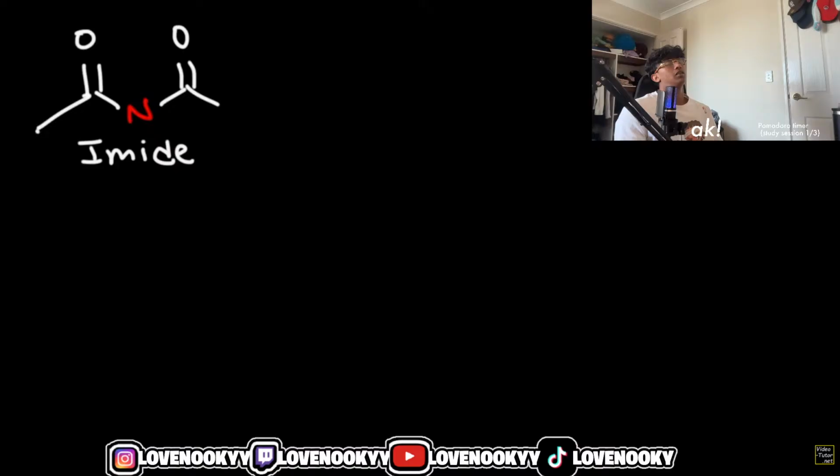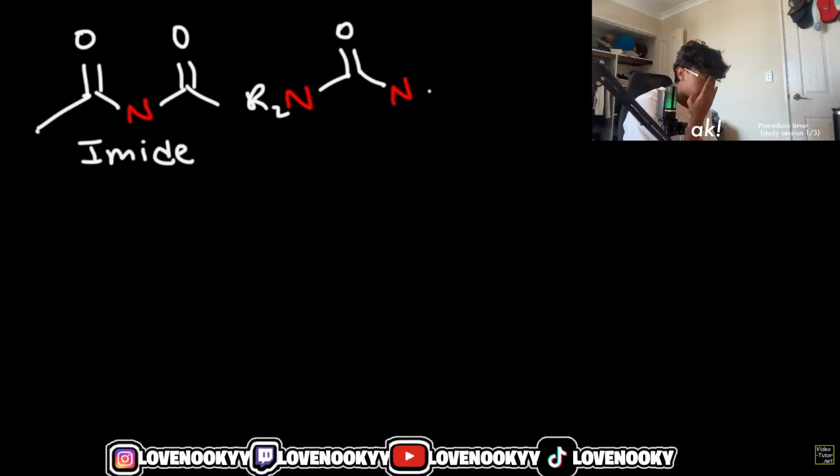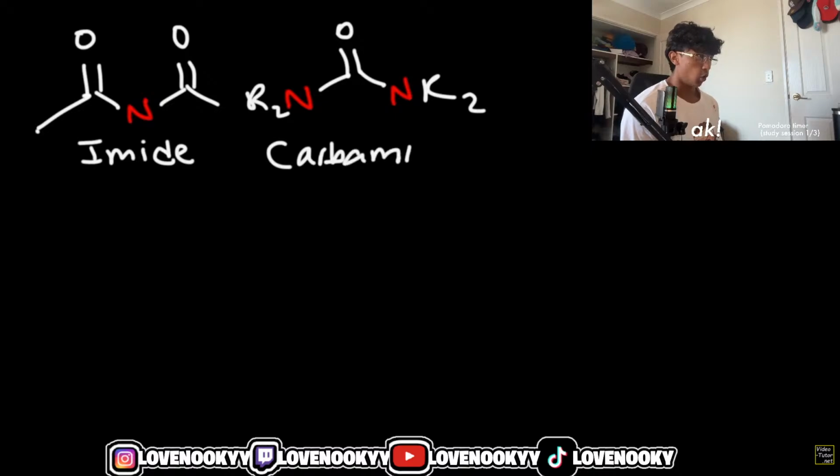Now let's compare the imide with other functional groups. I'm going to redraw. So that's the imide. What do you think this is? So we have one carbonyl with two nitrogens. That is urea.